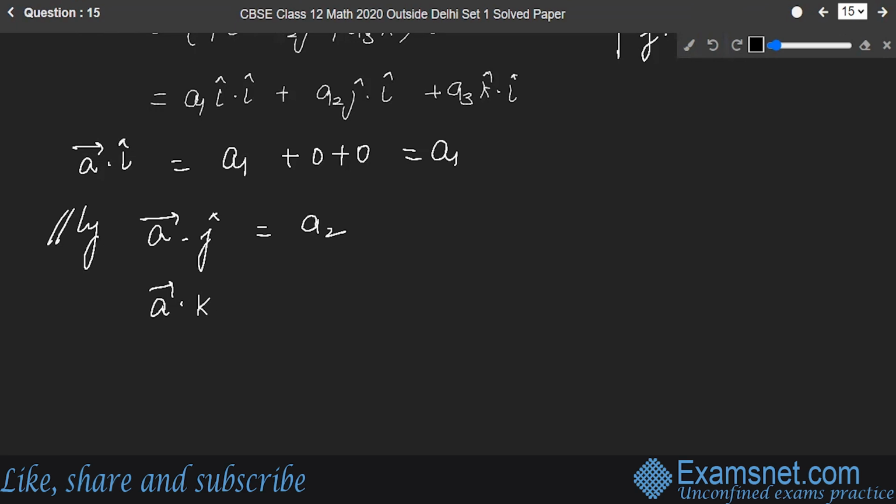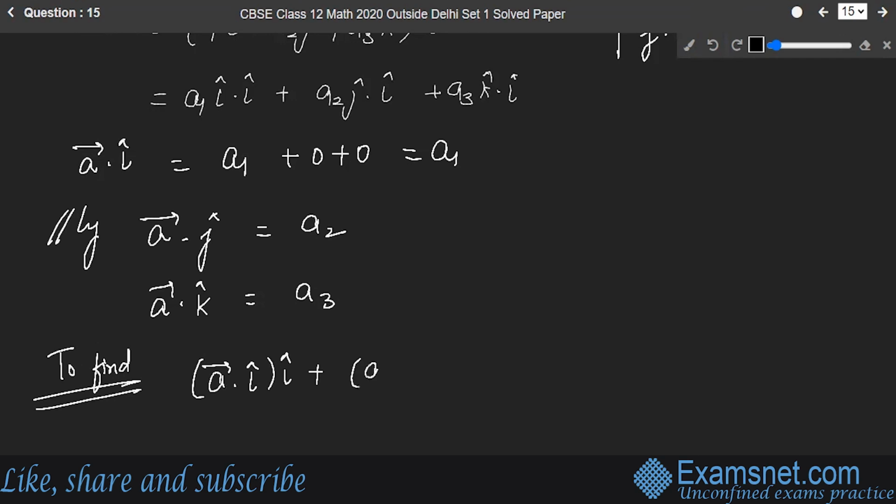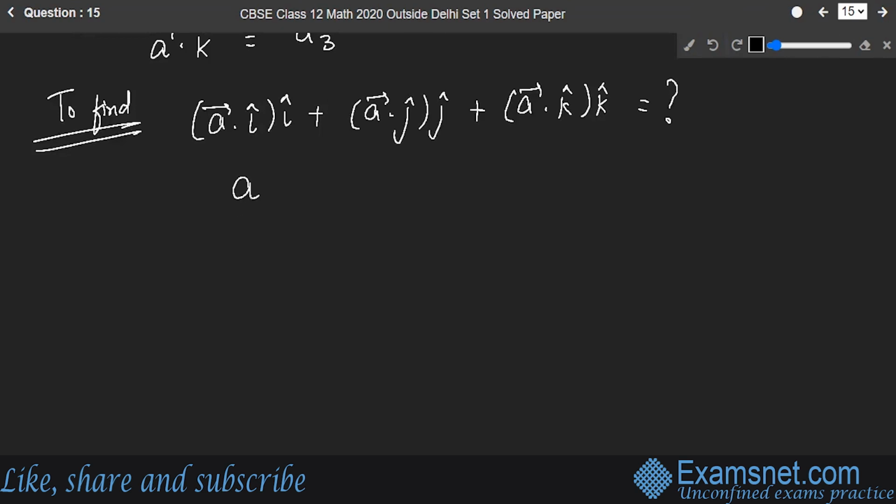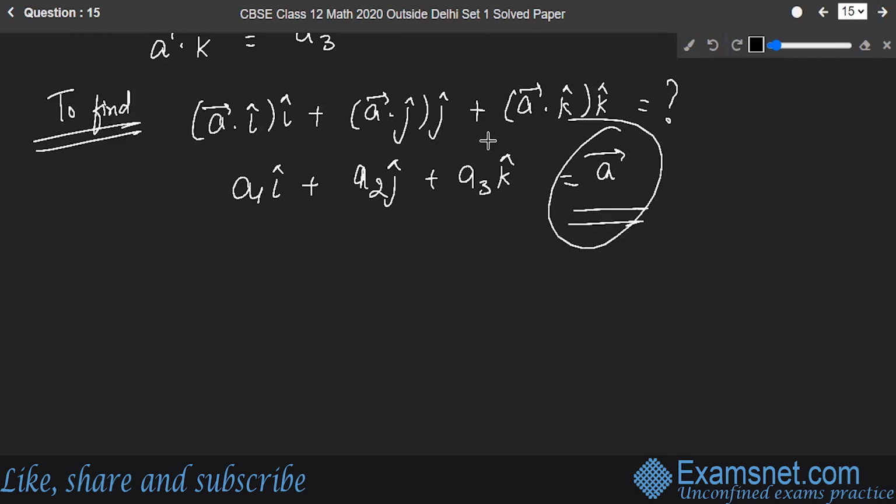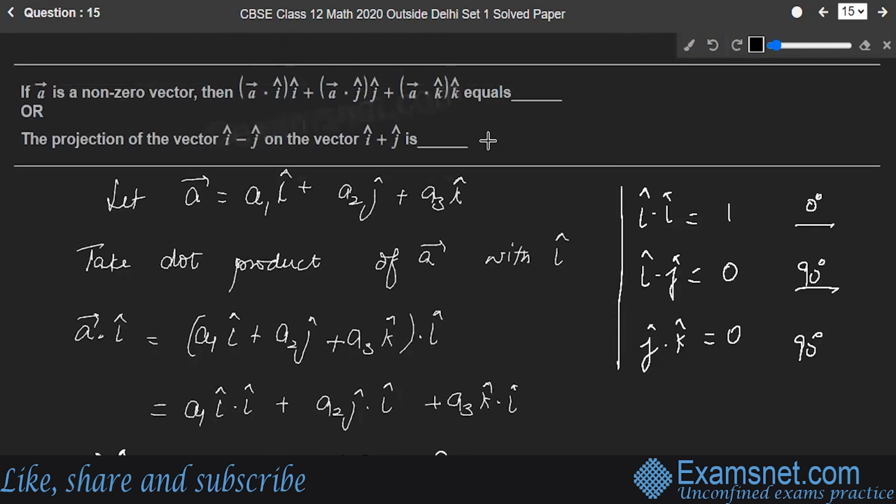Dot product of A and K will give you A3, right? Now, what we had to find out in the question was A dot I plus A dot J plus A dot K, which is equal to what? We already got that: A1 I, A2 J, A3 K. And this is simply the A vector, which we assumed in the beginning. So the answer to the question is A vector itself.